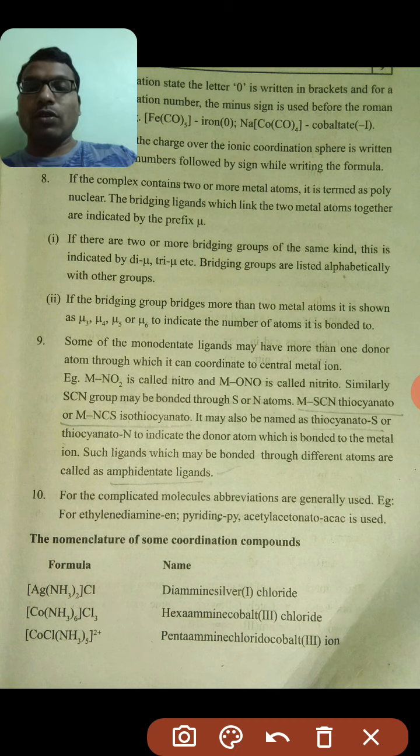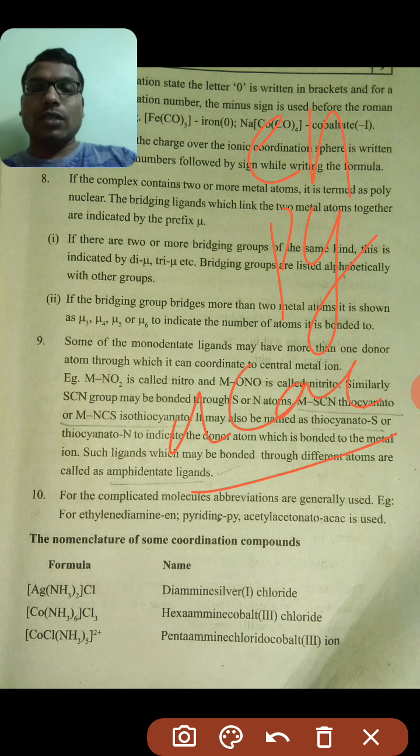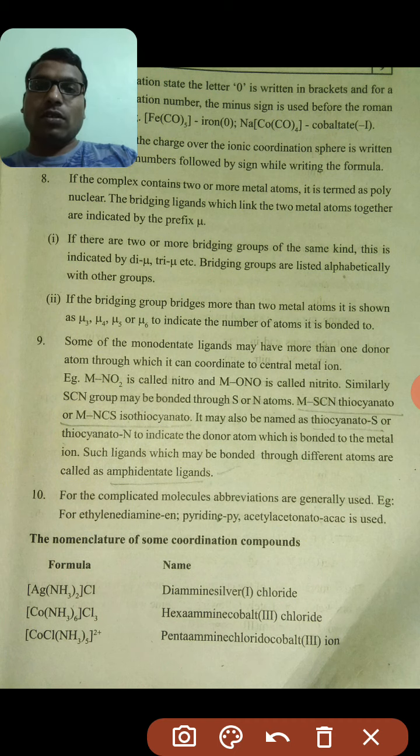Suppose for complicated molecules, abbreviations are generally used. For ethylene diamine, we need not write it completely, we can just write en. Again, pyridine we can just write as py. So these are abbreviations for complicated molecules. Suppose acetylacetonate, we can write as acac. Generally we use this type of abbreviation for complicated molecules. Okay, so these are some of the points on how to write the IUPAC name for coordination compounds.